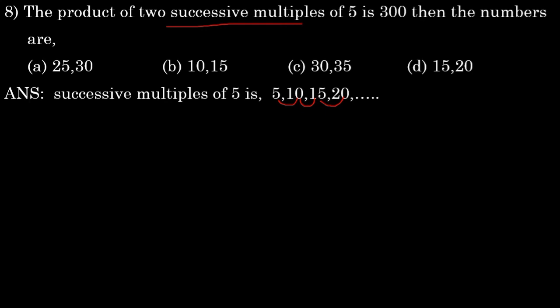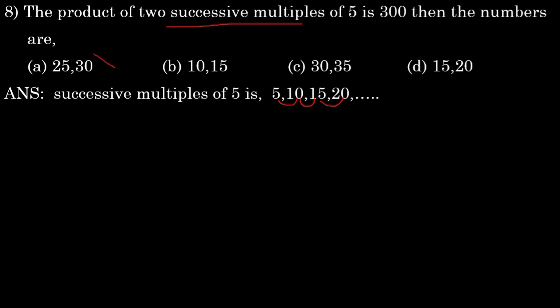And here you can see options are the same like that only. Here you have 25, next number what will come? 30, because it's a multiple of 5. Next we have option B also, 10, 15, because after 10 we will get 15 only, we will not get 20. So therefore that is all in the form of successive multiples. And here we need to check the product of these two numbers needs to be 300. So first one, you can see 25 into 30, by multiplying this one we will not get 300. So therefore option A is not a correct one.